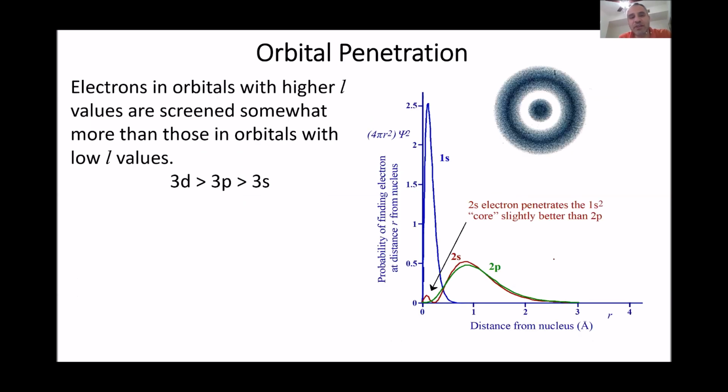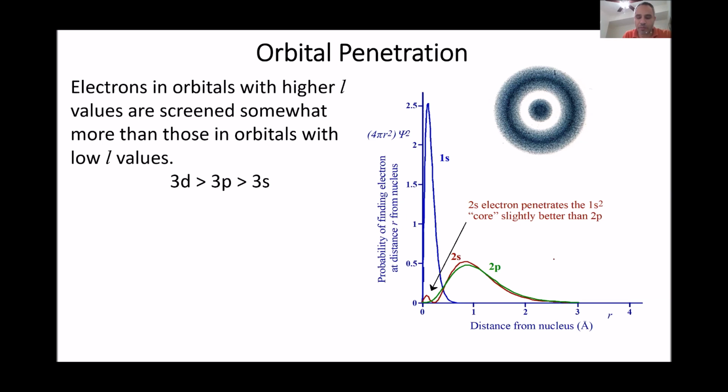This shielding or screening effect of any given electron by the other electrons in the atom is going to depend on the nature of the orbital that it resides in. And that's based on a phenomenon called the penetration effect of the orbitals.